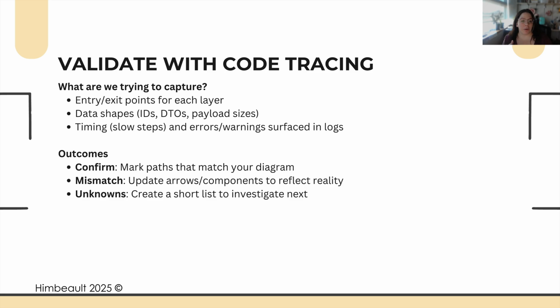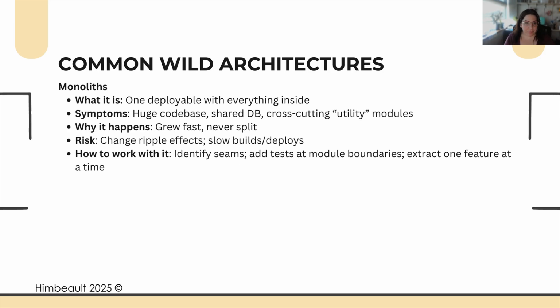We can also determine our outcomes. We can confirm that the paths we marked in our diagram match what's actually happening. We can also now update arrows or components to reflect what's actually happening, because now we've taken our diagram and done this validation. And then lastly, we can mark down the unknowns. What don't we know? What questions arose from running through this execution path? And let's go and investigate them.